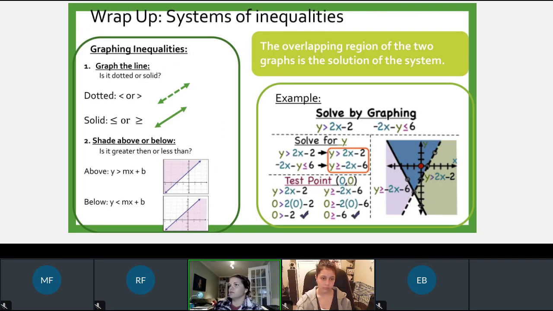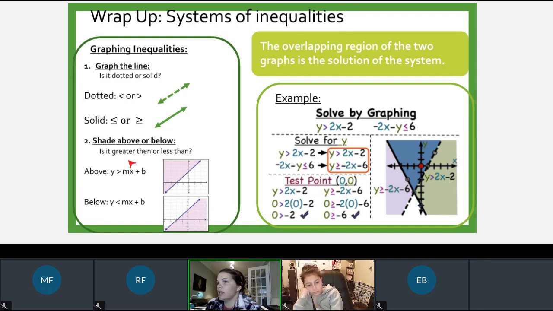Okay, so let's do a quick recap here. This is a really good image, graphic organizer, visual for you. So take a picture of this on your phone. On the left-hand side, okay, we're wrapping up systems of inequalities. So to graph inequalities, you're going to graph the line, okay? Get it in slope-intercept first. You're going to decide, am I using a dotted or a solid line? It's going to be dotted if your signs are just greater than or just less than.